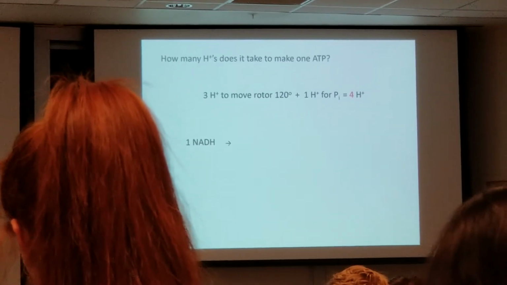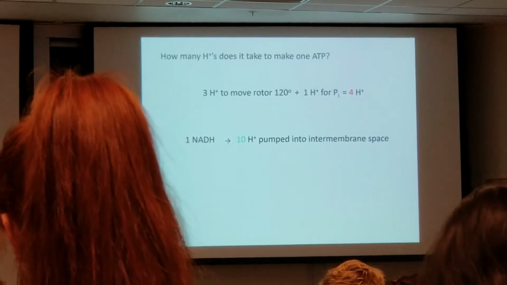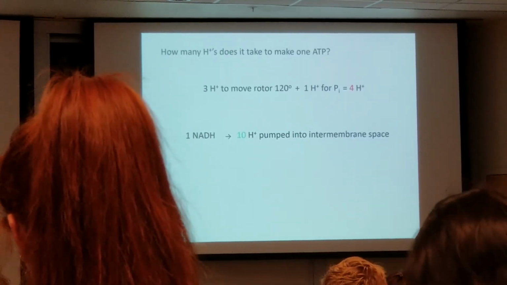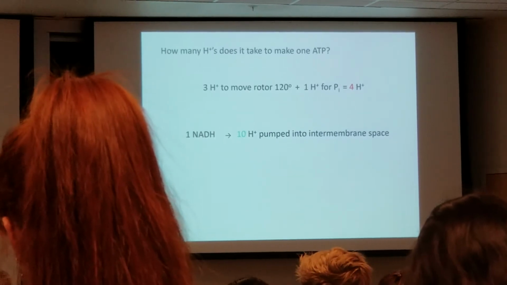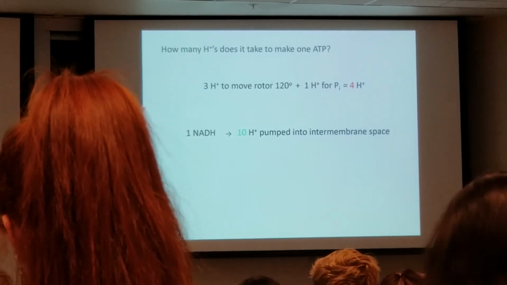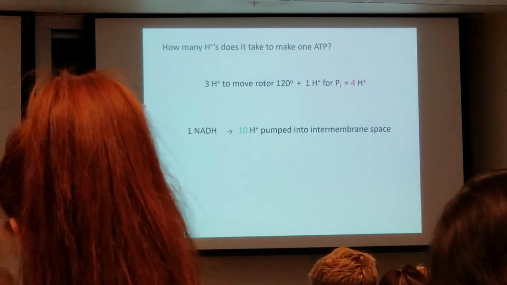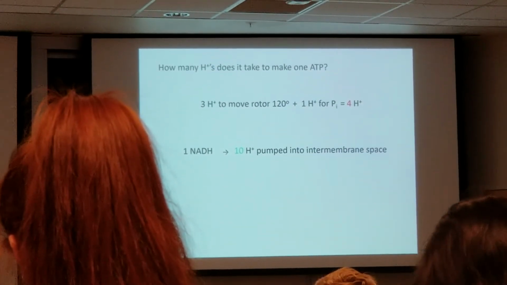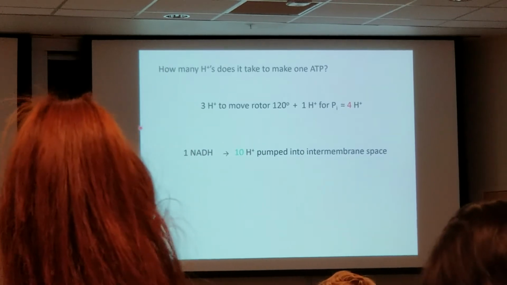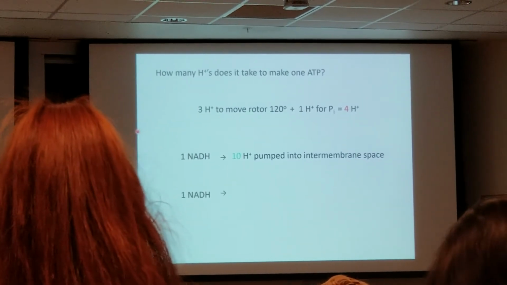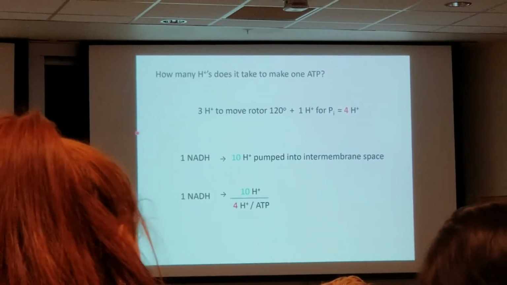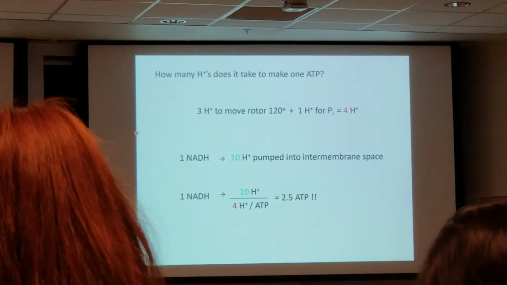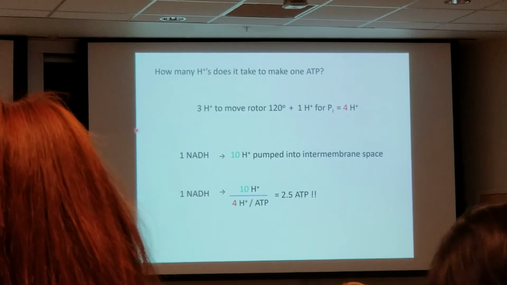Now NADH, if we go back to one of the slides that we had, I think we had 2 slides actually that summarize what happens when NADH binds to complex 1 in the electron transport chain. 10 protons get pumped across. So we can do the math and say 1 NADH creates 2.5 ATP.